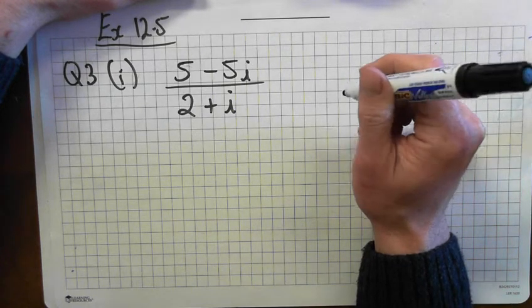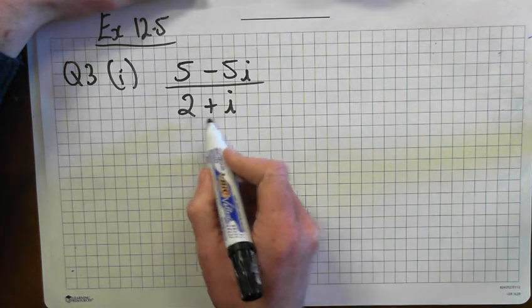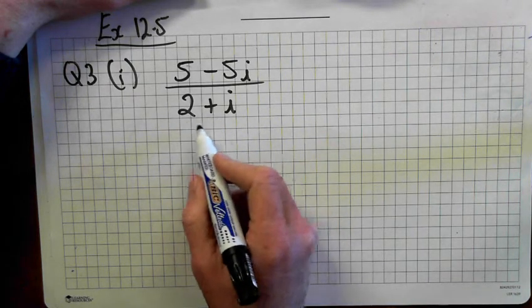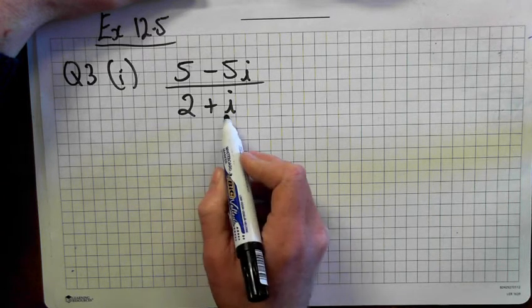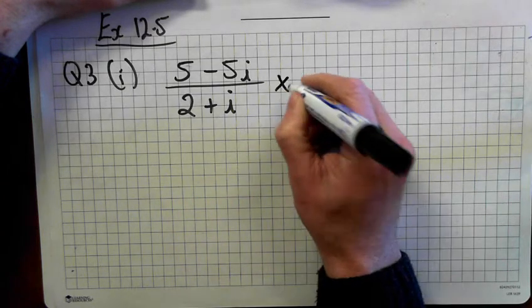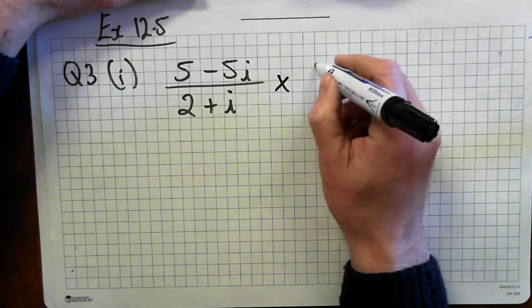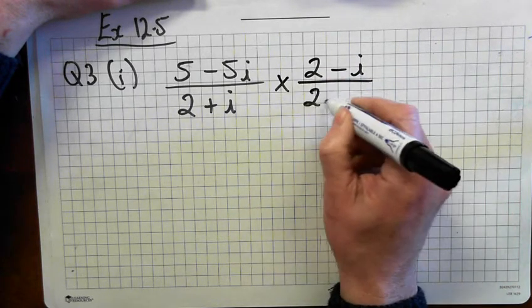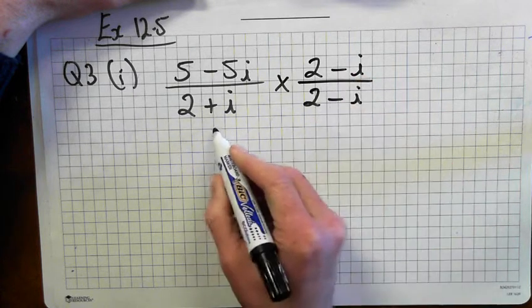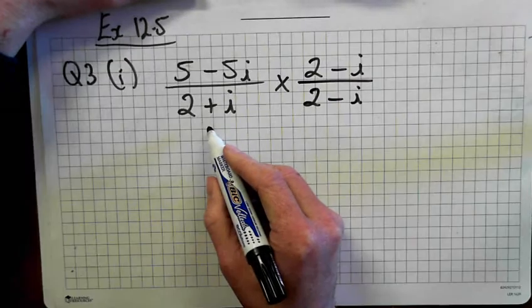Okay, so you look at the denominator. Just look up at the board. It's 2 plus i. You multiply the top and bottom by 2 minus i. 2 minus i is called the conjugate of 2 plus i.